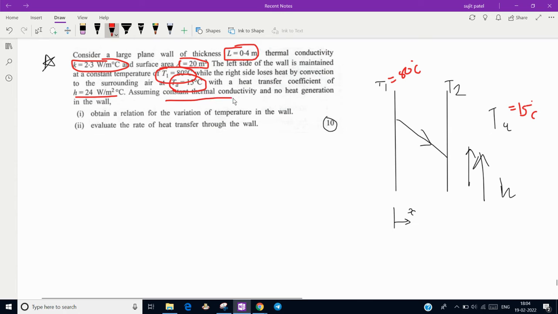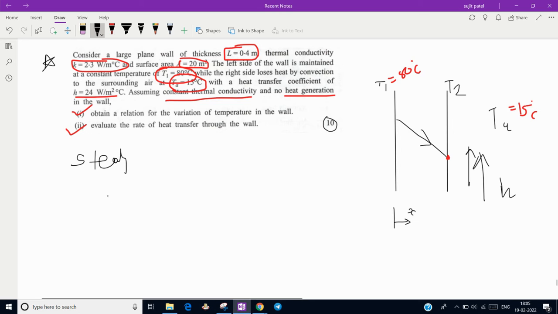Assuming constant thermal conductivity and no heat generation, we have to find the variation of temperature within this wall, and also we have to find out the heat transfer through the wall. So first of all we have to find the second temperature, T2, and for that we have to take one assumption, that is steady state heat transfer.